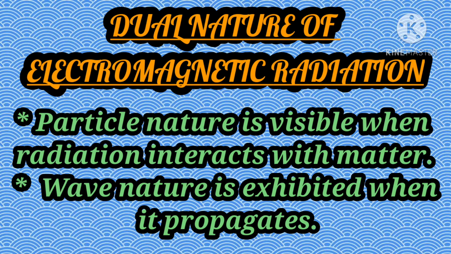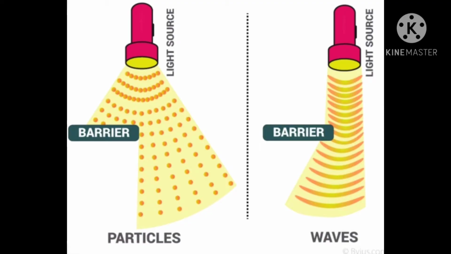Like two faces of the same coin. Because in some experiments we see wave nature and in some experiments we see particle-like nature. Here you can see I have written 2 points which say particle nature is visible when radiation interacts with matter, and wave nature is exhibited when it propagates. Now let us see this diagram. We can clearly see the particle nature as well as the wave-like nature of the light. As soon as the barrier comes, we understand the character of both, the particle nature as well as the wave nature.